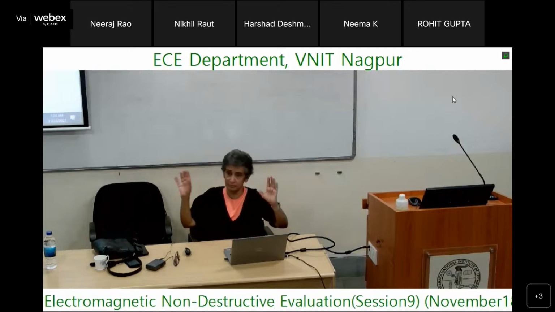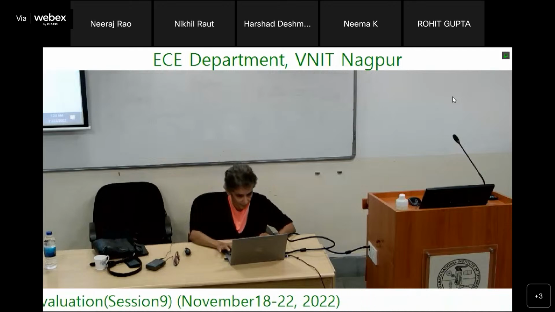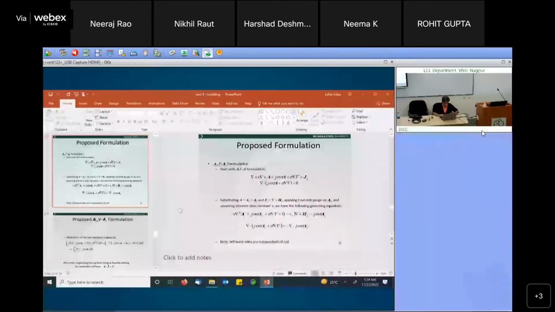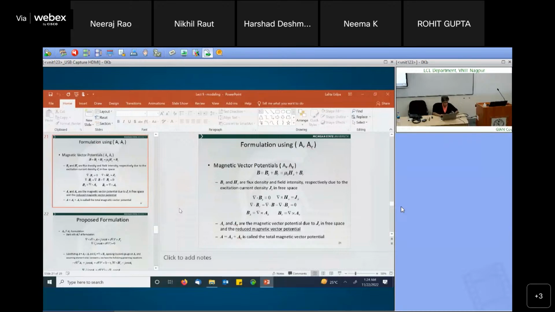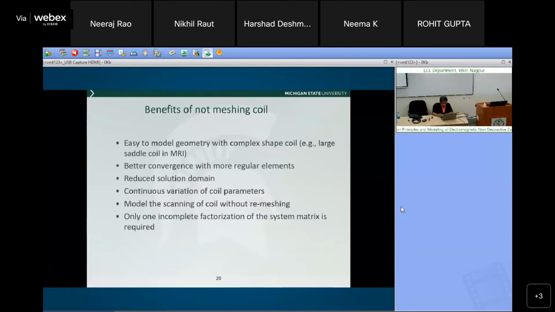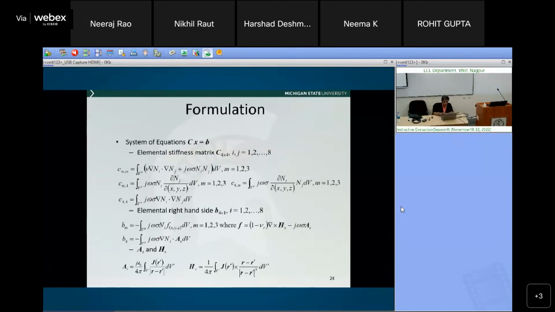At each position, we do it once. At one time, we'll mesh it. Okay, let me go back to that. This is the equation. Okay, next one. So basically, these are the equations for the source field.